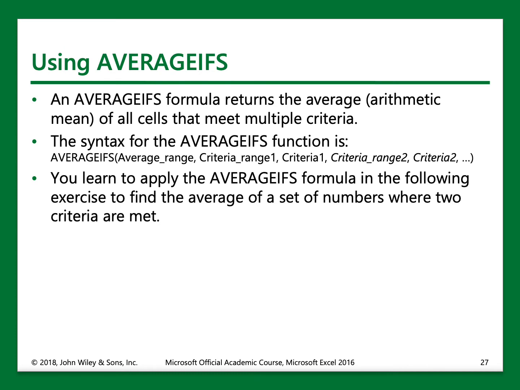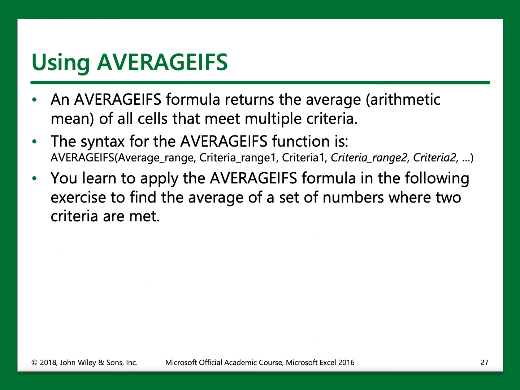So that's the AVERAGEIF function. AVERAGEIFS works the same way that SUMIFS and COUNTIFS do. We've got multiple different criteria now from which we're going to calculate our average. So the AVERAGEIFS formula returns the average, the arithmetic mean, of all cells that meet multiple criteria.